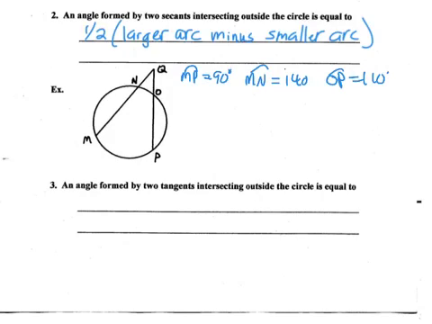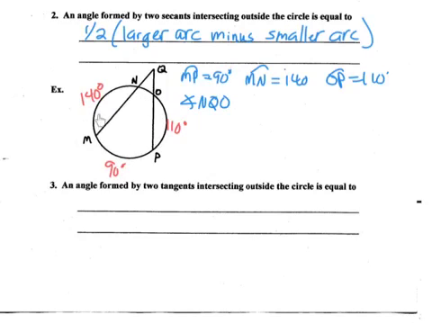And we want to find the measure of angle NQO, which is the outside angle. So here's what I have. I have MP, which is 90, and I have MN, that's 140, and OP is 110. But I can't really use that. I need to find NO, and then take their difference.